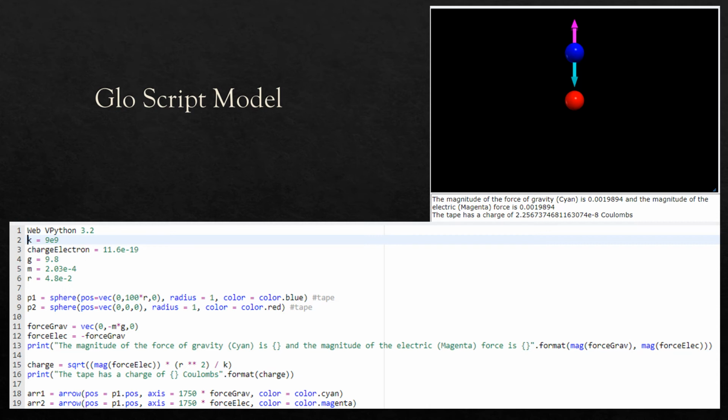And then on lines 11 and 12, we find the force of gravity and the electric force, which is the negative of gravity. After that, we find the charge, and then we plot those onto arrows. So the cyan arrow is the force of gravity, while the magenta arrow is the electric force, and those are denoted in the GlowScript model.